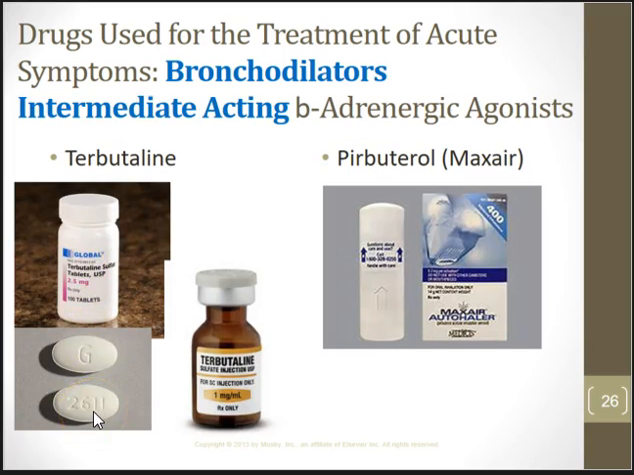Terbutaline is dosed in a tablet, so of course that's not going to be a rescue. It can be given as an injection. Then we have pirbuterol, which is Maxair, and Maxair is an Autohaler.